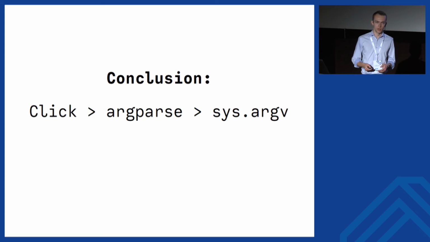So basically, if you can use a third-party library in your project, then do this. Use Click. It will definitely make your life easier. If you can't, then well, at least use argparse because you have to validate user input.